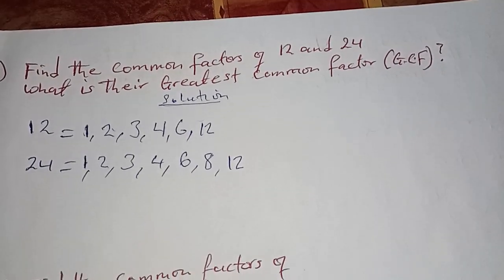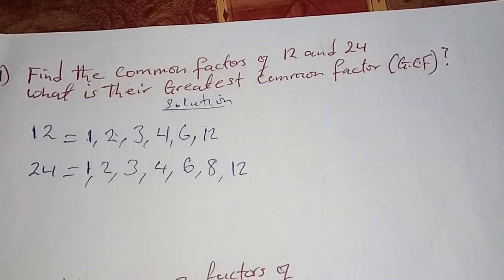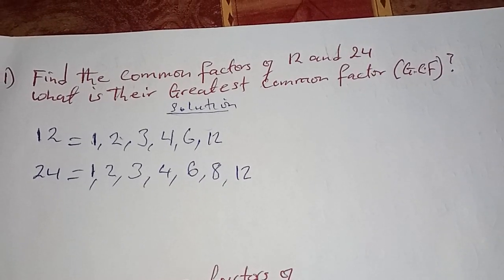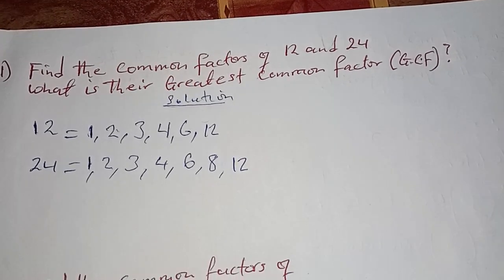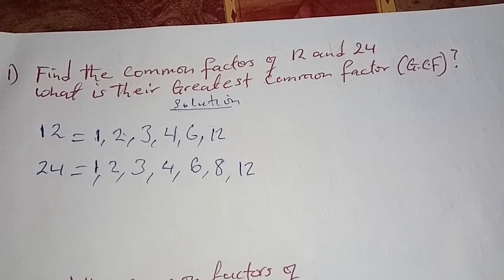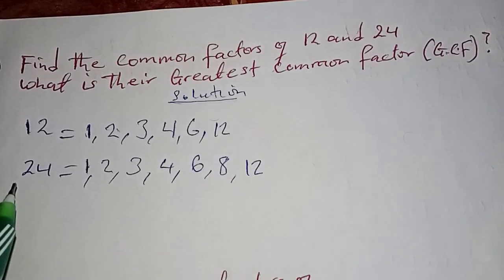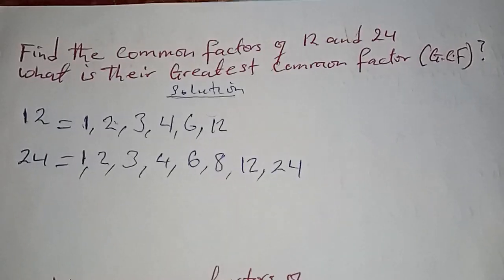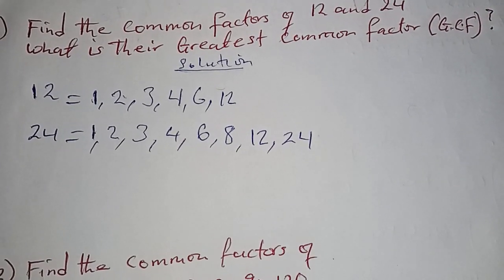13, 14 cannot go, 15, 16, 17, 18, 19, 20, 21, 22 cannot go, 23 neither, but 24 now. We end with 24. 24 can go into itself. Now we have already shortlisted the factors for both of them.